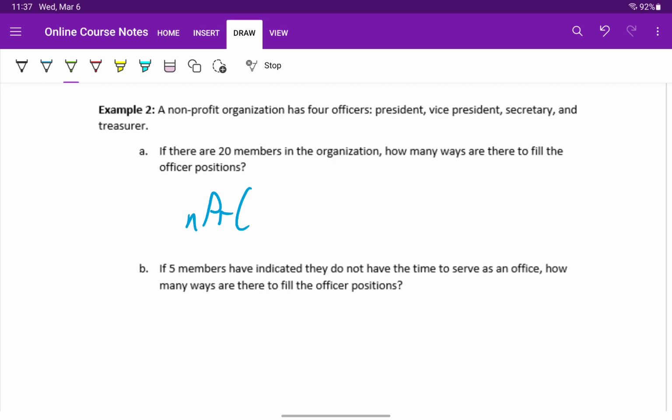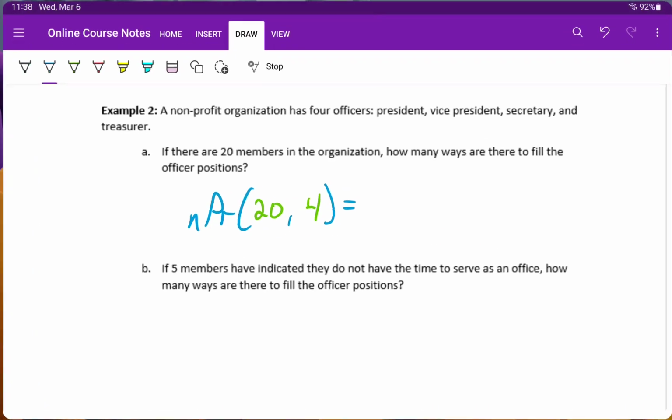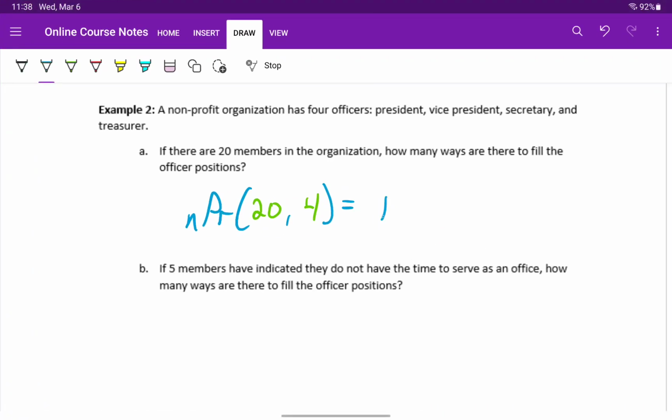And in Desmos, we'll enter that notation for permutations with a value of n equal to 20, so the size of our group. And out of that group, we'll select r equals 4 members. Flipping over to Desmos, we again just have that typed in, nPr with a capital P. And we'll enter in 20, 4 for those 2 values to find that there are 116,280 different possibilities.